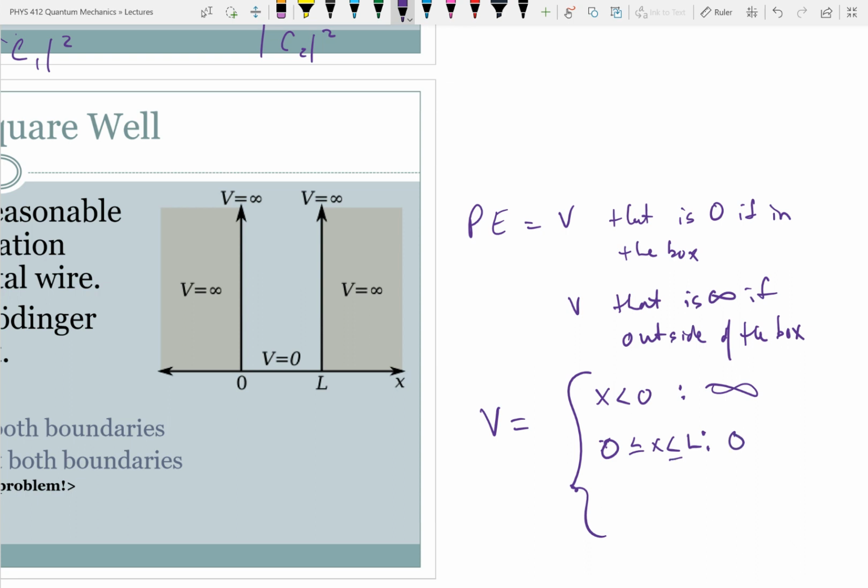And I'll use less than or equal. If it's inside the box, the potential energy is 0. Now, that really only has to be a constant. It could be 5 joules. But if it's any constant, remember, potential energy has an arbitrary reference point for where 0 is. It makes perfect sense to me to set that reference point to 0 because it's an easier number to work with mathematically. And then we have if x is greater than L, the potential energy is back to infinity.